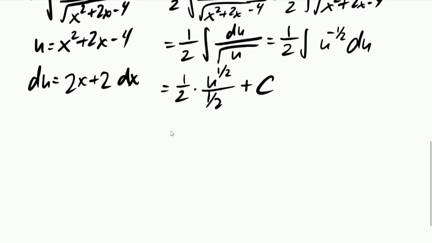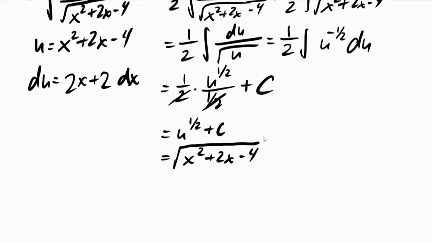Now to simplify, the 2 on 1/2 will be brought up here to the numerator. So that is just 2 divided by 2, that is equal to 1. So they cancel out. What we have left is just u raised to 1/2 plus c, or it is x squared plus 2x minus 4, or its square root plus c. And that is the final answer.